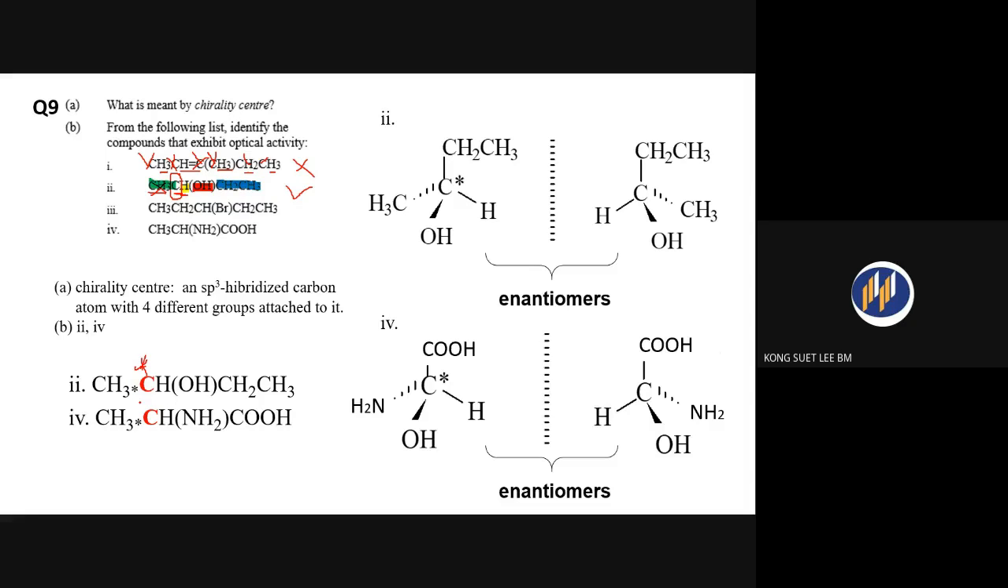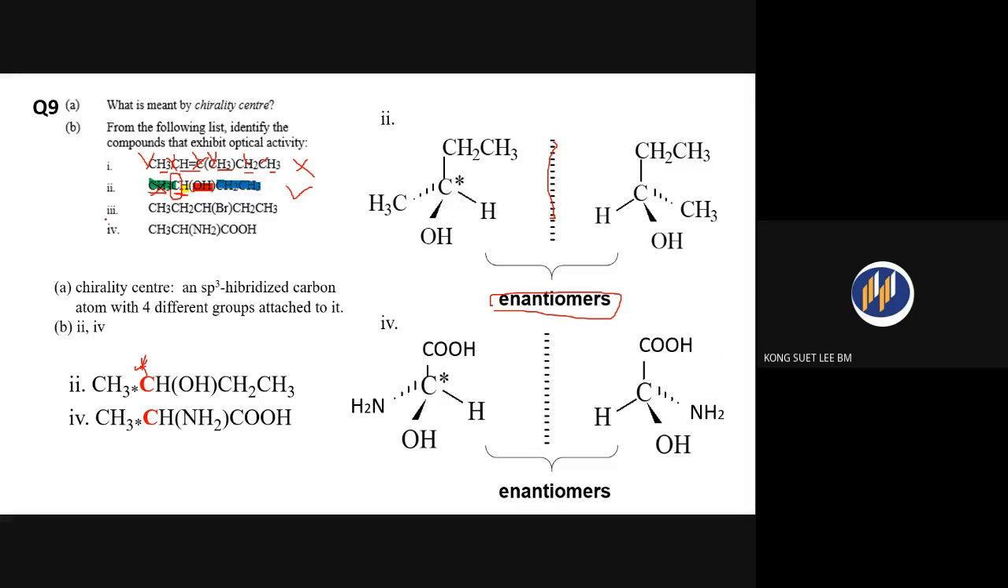And then you can draw the enantiomer. Okay, do you see the enantiomer? Reflect. Point out, point in, then reflect. So the enantiomer must be labelled. If the question asks you to draw the enantiomer, you must draw a mirror over here and then the reflection.